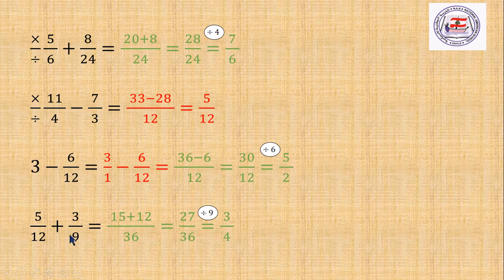Now 5 over 12 plus 3 over 9. What is the common denominator between 12 and 9? 36. 36 divided by 12, it is 3. 3 times 5, 15. 36 divided by 9, 4. 4 times 3, 12. Then we add. We get 27 over 36. Now 27 and 36, we divide both by 9 to get 3 over 4. This is an irreducible fraction. Copy all of these, please, on your copybook.